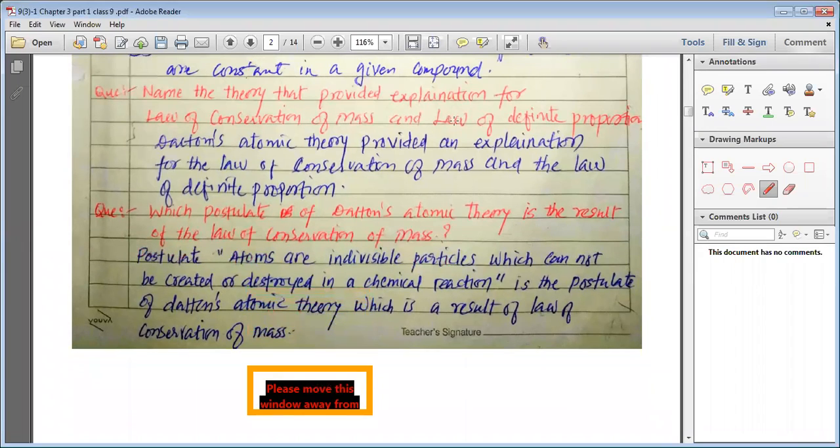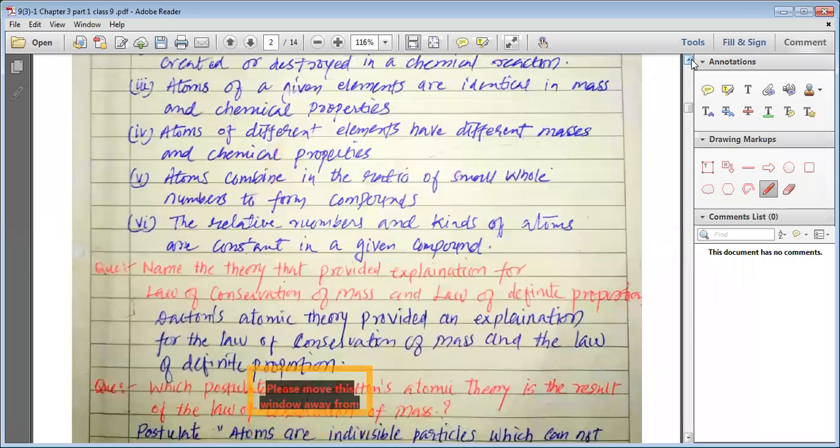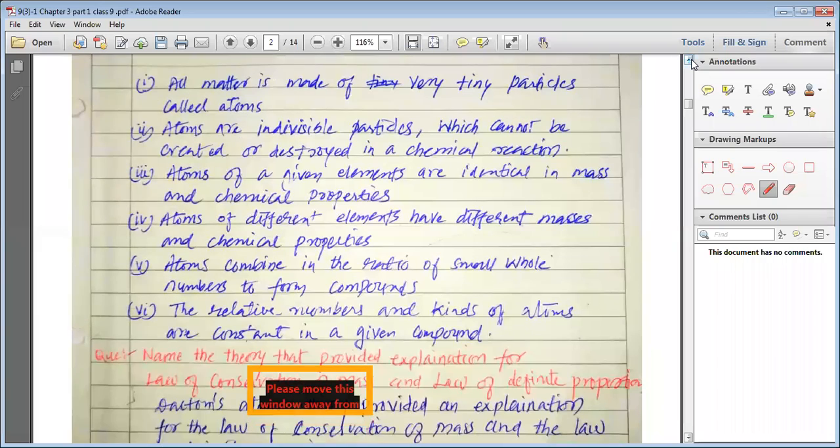Name the theory that provides explanation for the law of conservation of mass and the law of definite proportion. So it is Dalton's atomic theory that provides an explanation for the law of conservation of mass and the law of definite proportion. तो चलिए ये 6 पॉइंट में से फाइंड आउट करते हैं विच इज द लॉ ऑफ कंजर्वेशन ऑफ मास.